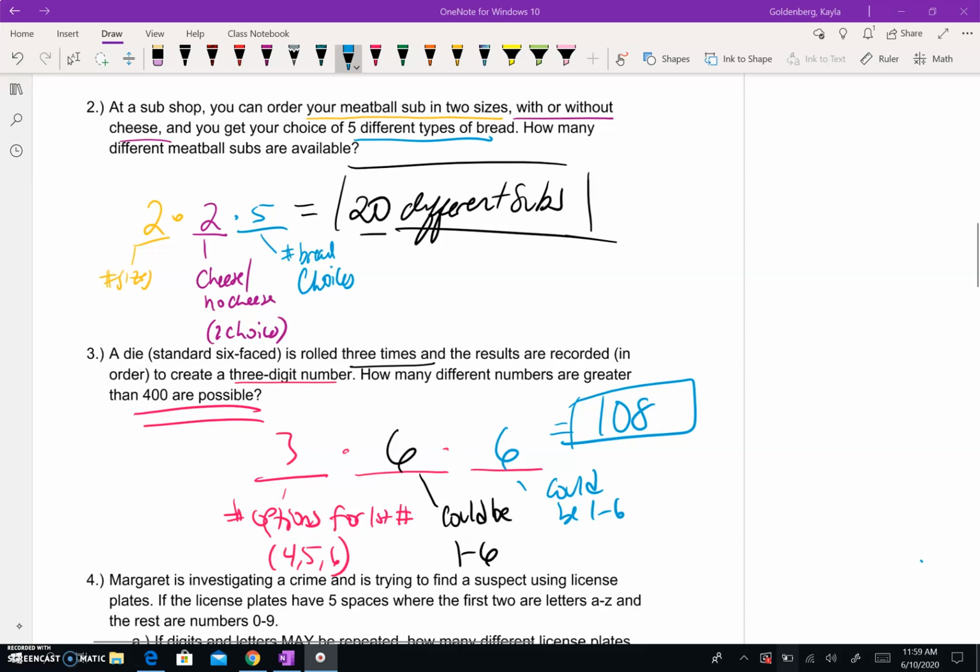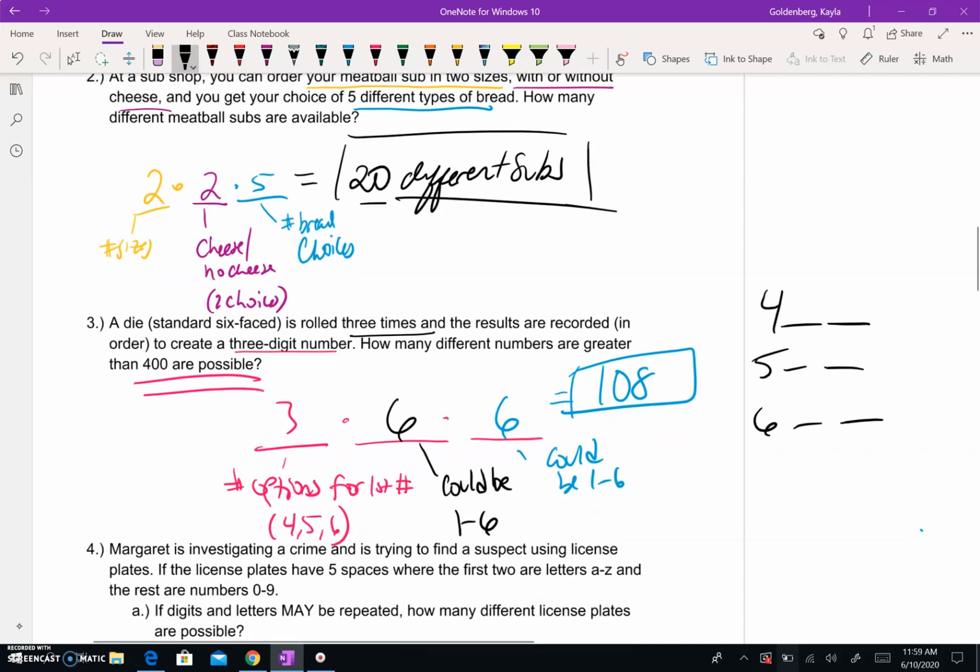For the dice problem, if you want to look for numbers that are greater than 400, you only have 3 options for your first digit, because it would have to start with a 4, a 5, or a 6, right? It would be like 4 blank blank, 5 blank blank, 6 blank blank. And then past that, once you have the first number established, the second and third numbers can be anything, right? You're rolling a die, so it's 1, 2, 3, 4, 5, or 6. So for the next 2 spaces, you have 6 options for each of them. So 108 total when you multiply.